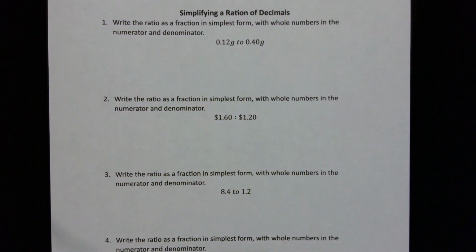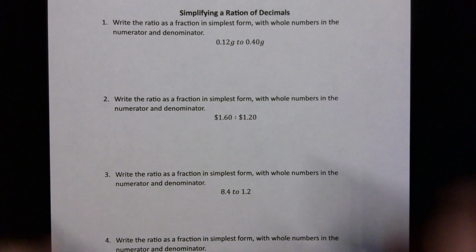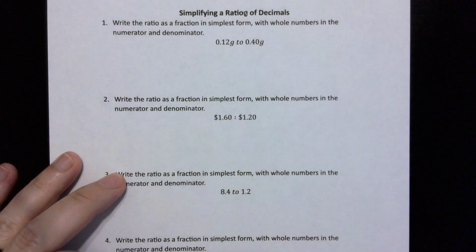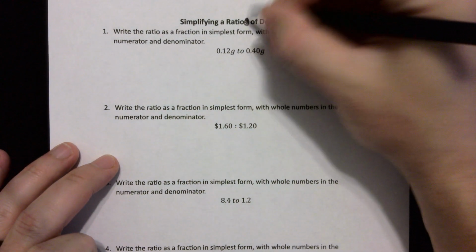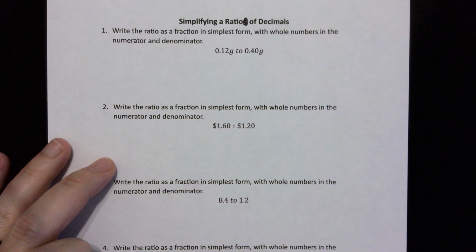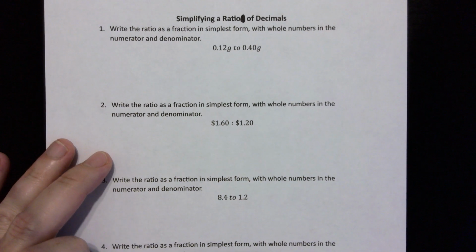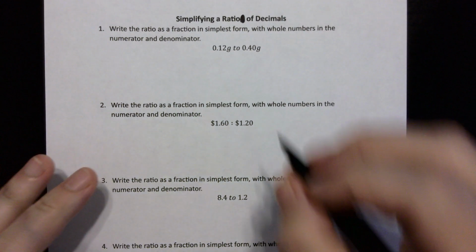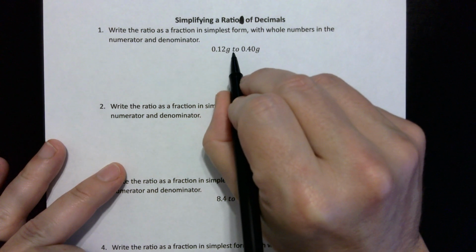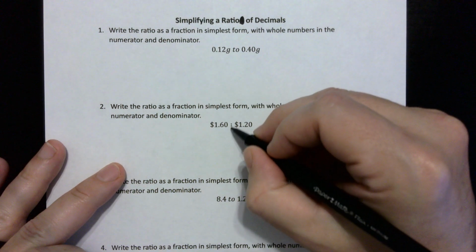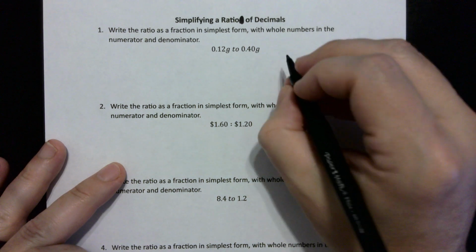In this video, we're going to be simplifying a ratio of decimals. Write the ratio as a fraction in simplest form with whole numbers in the numerator and denominator. When you have a ratio written with a little colon in the middle, you can put it as a fraction.